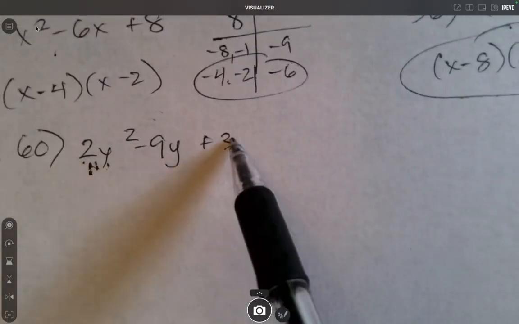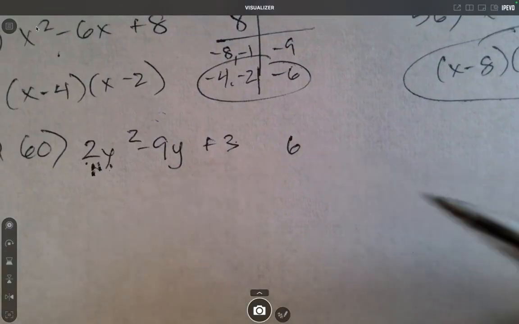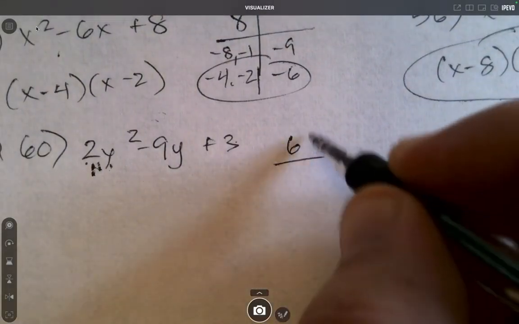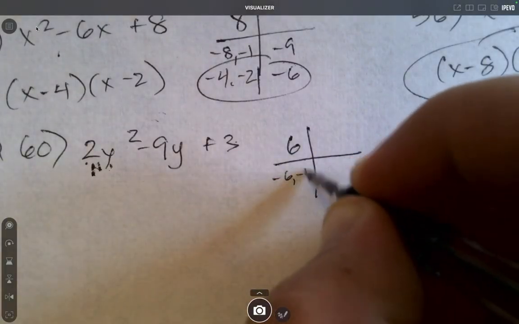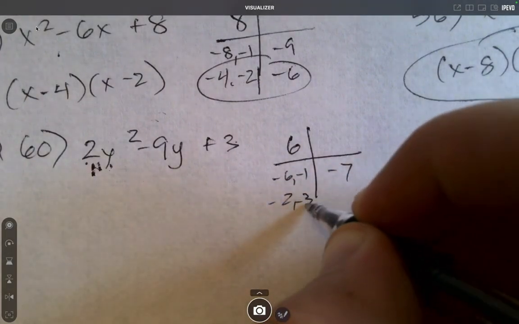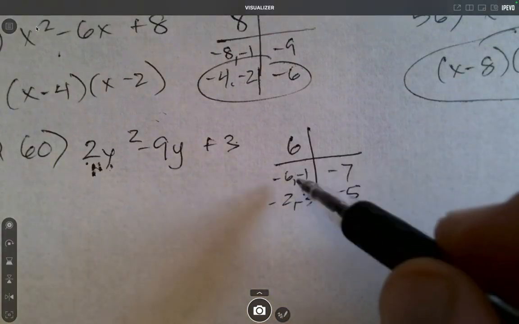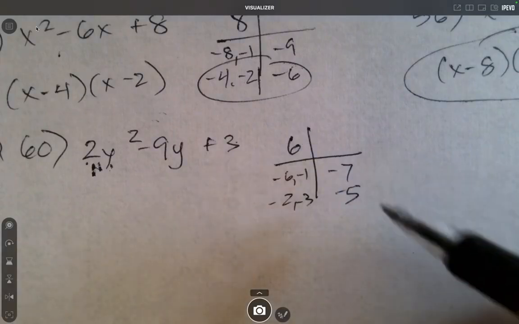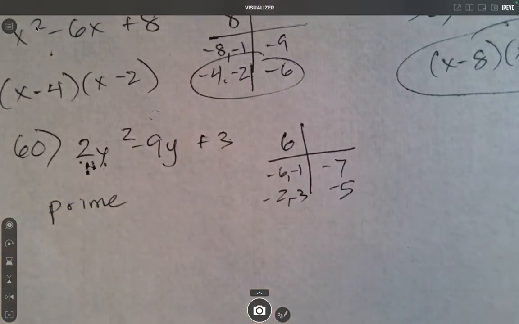So we've got to do 2 times 3, which is 6. So we want to find out what will multiply to be 6 and add up to negative 9. So we need them both to be negative. So negative 6, negative 1 gives us negative 7. Negative 2, negative 3 gives us negative 5. So nothing that multiplies to be positive 6 adds up to a negative 9. So that means this is prime or not factorable. You can write whichever one you prefer. Prime or not factorable.